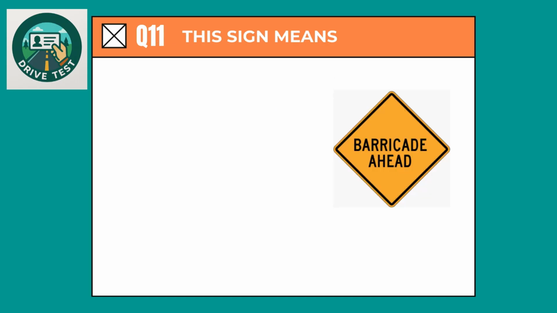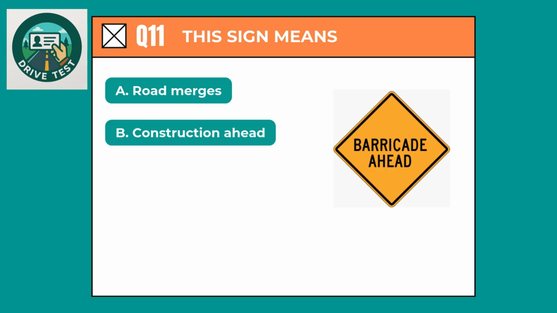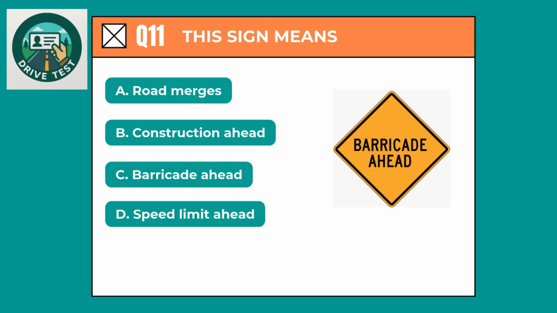Question 11. This sign means: A. Road merges. B. Construction ahead. C. Barricade ahead. D. Speed limit ahead. The correct answer is C. Barricade ahead. Road is blocked. You must change direction.